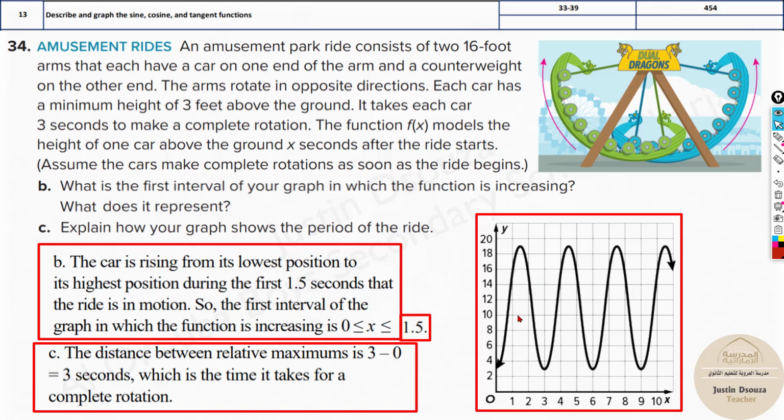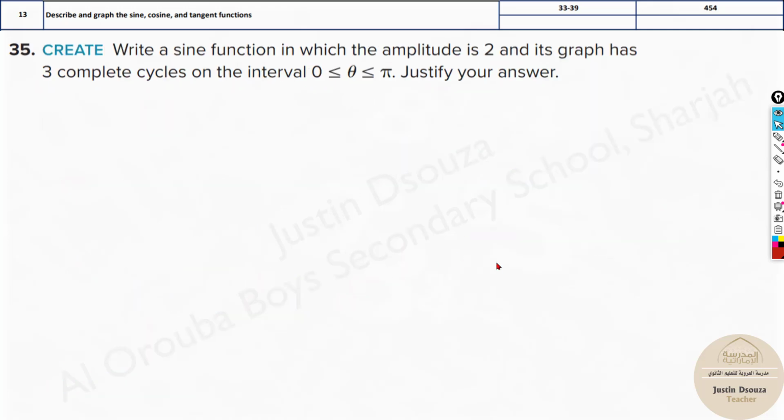The period over here is 3, and basically the distance between two maximums or two minimums can be an easy way to find the period rather than the starting point. If it's in the middle, it's very hard, right? You can see the maximum at 1.5. From here, 3 more, you'll get one more maximum, or minimum, it's the same thing. So that's how you do this problem.